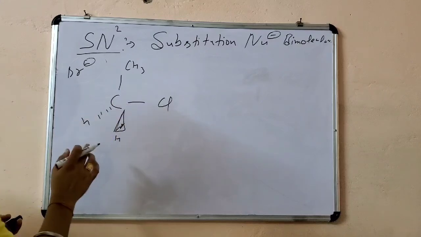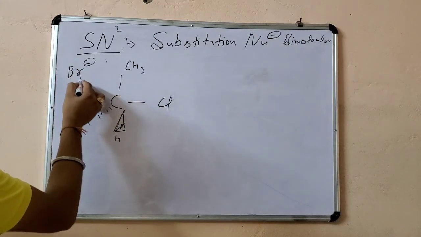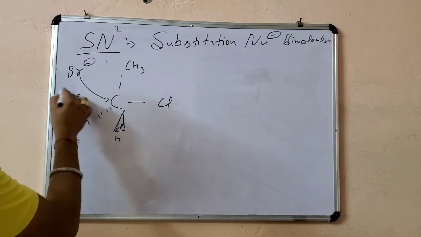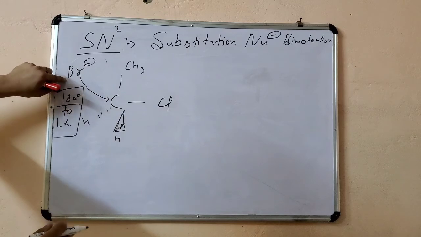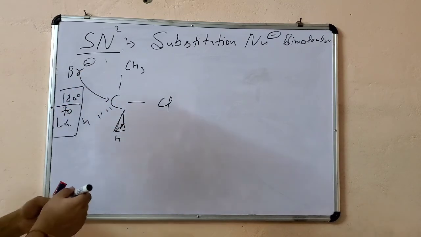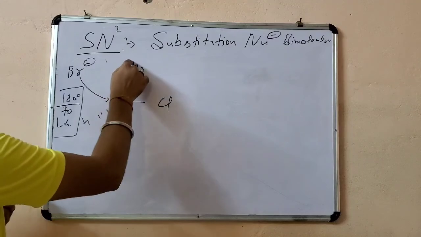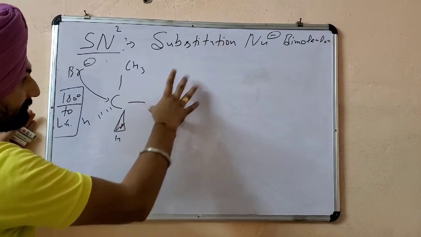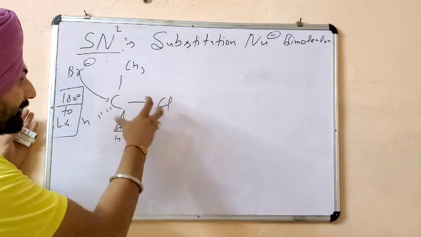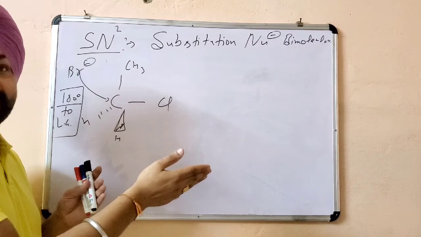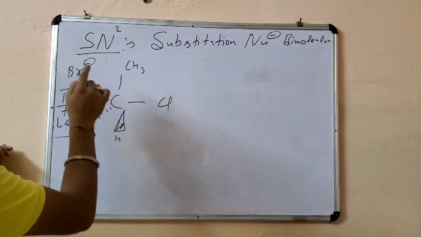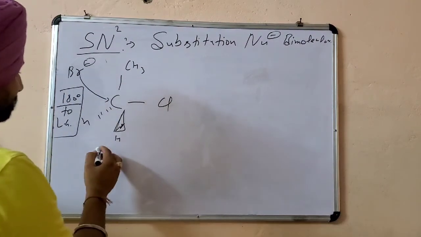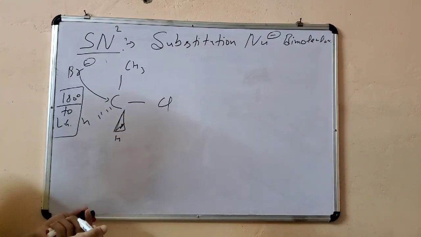Most of the time, the attack is at 180 degrees to the leaving group. This is important. The attack of the nucleophile is 180 degrees to the leaving group, a proper backside attack. This is because if the bromide attacks from the front side, there will be steric hindrance, so the attack may not be proper. Attack can be there, but it may not be proper. So most of the time the attack is from the back side. This is the first step. It is a single step mechanism.